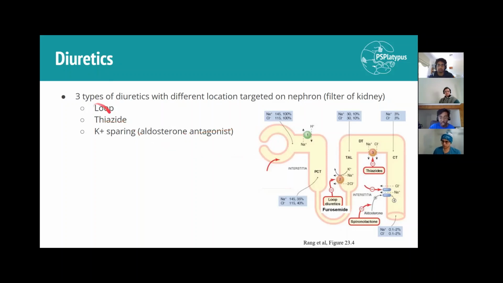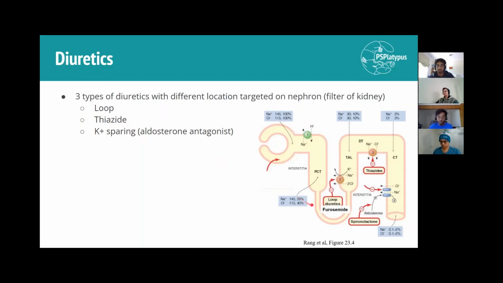And we have three main types of diuretics. Since we're talking about urine, we're talking about kidneys, and the nephron, which is the functional unit of the kidney. The nephron kind of looks like this. You'll go into this in more depth later on in second year, so don't worry too much. Just know that there are three main types of diuretics and they act at different parts.